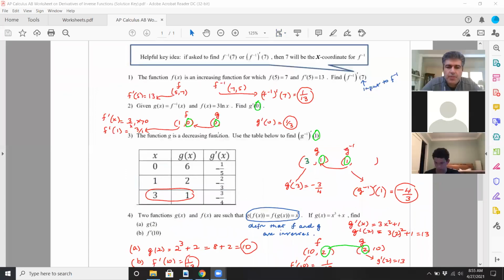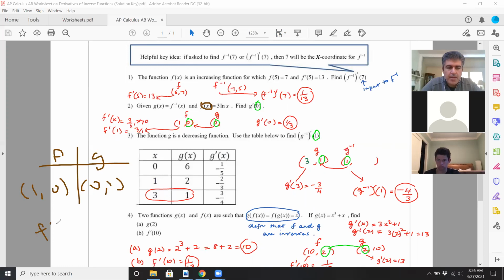So for number 2, the answer will be 1/3. Remember, 0 is going to be the input of g, and g is the inverse. That means that 0 is the output for f. So if 0 is the output for f, you have to solve for x and figure out what x is. Well, hopefully you know your logs. The log of 1 is 0, so that's why it's 1 comma 0. You have to do that first. So therefore 0, 1 is on the inverse.